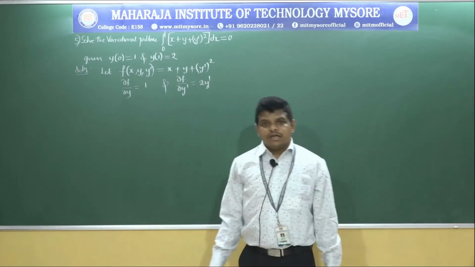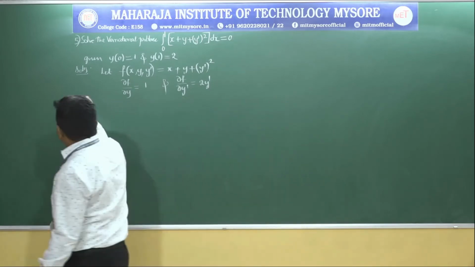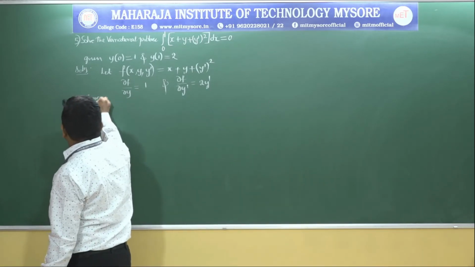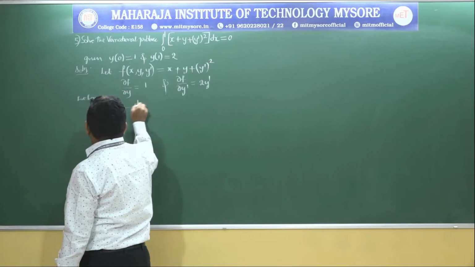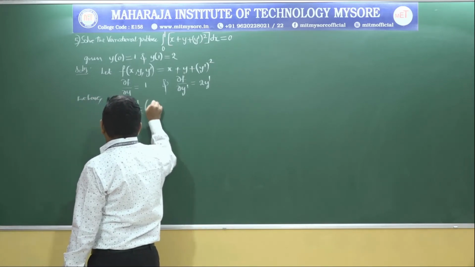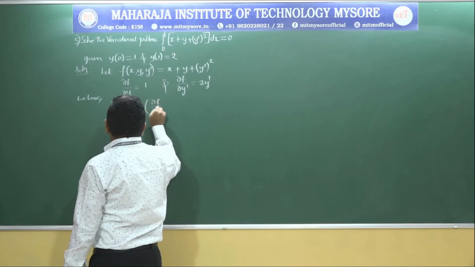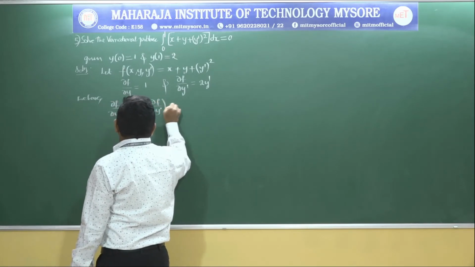Next, by Euler's equation, we have dou f by dou y minus d by dx of dou f by dou y dash equals 0.